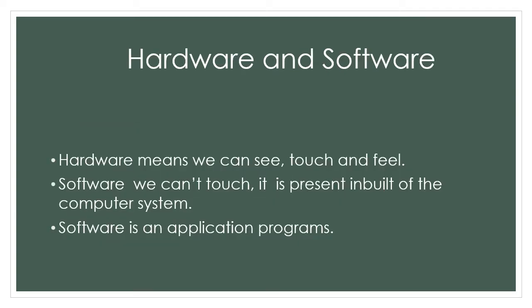Next is hardware and software. Hardware means we can see, touch and feel. For example, printer, keyboard, mouse. Then software we can't touch. It is present inbuilt in the computer system. So the example for software is application programs.